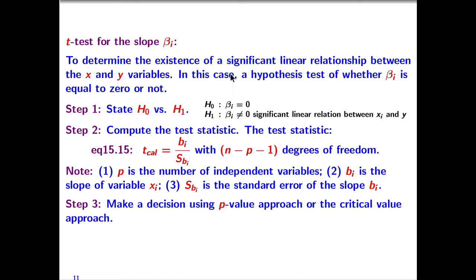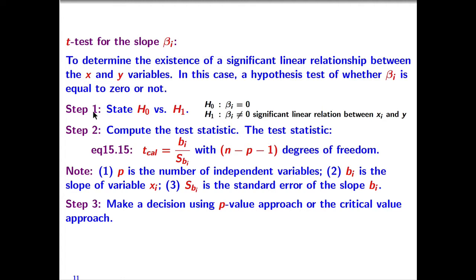Now let's consider the hypothesis testing. Similar to the simple linear regression model, we use the t-test for testing the true slope. In this chapter, we are going to use this t-test for the true slope beta i for i equals 1 all the way to p. To determine the existence of a significant linear relationship between the xi and y variables, a hypothesis testing of whether beta i is equal to 0 or not is used.